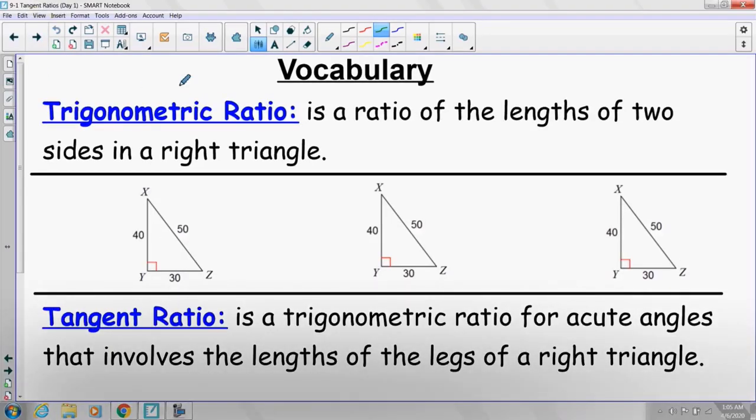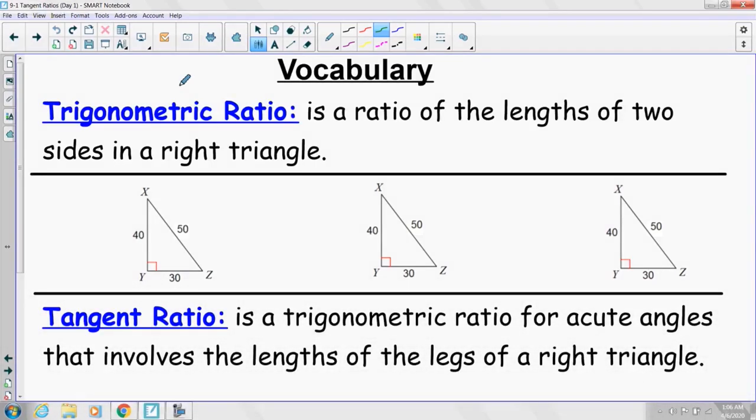All right, vocabulary. First term, trigonometric ratio is a ratio of the lengths of two sides in a right triangle. So in order to create a ratio, all we need is two sides of the triangle. Okay, there's actually three trigonometric ratios, but we are only talking about tangent ratios today.